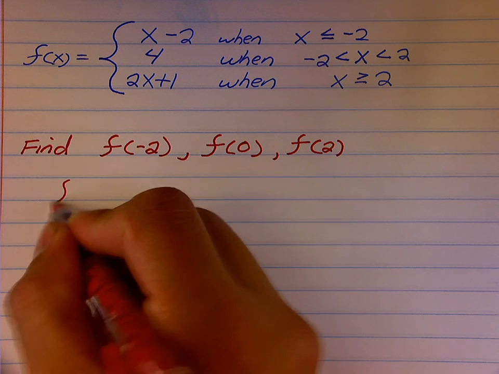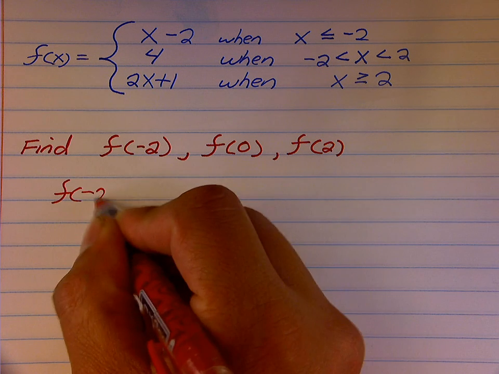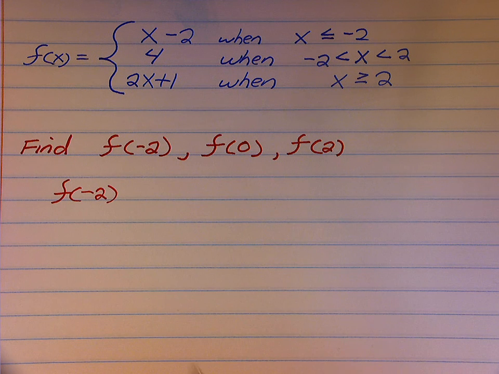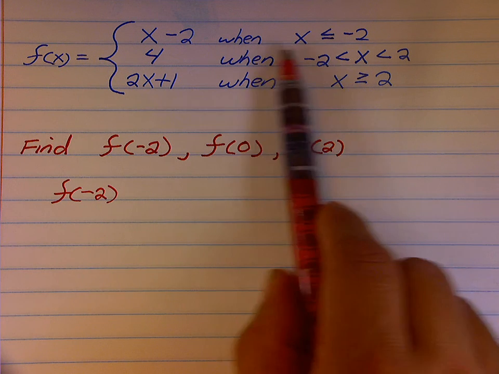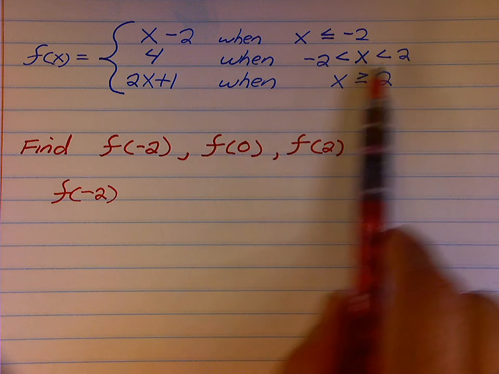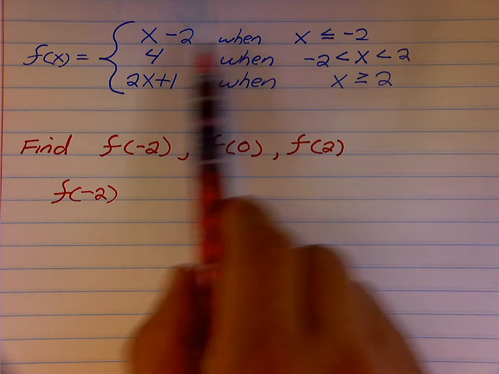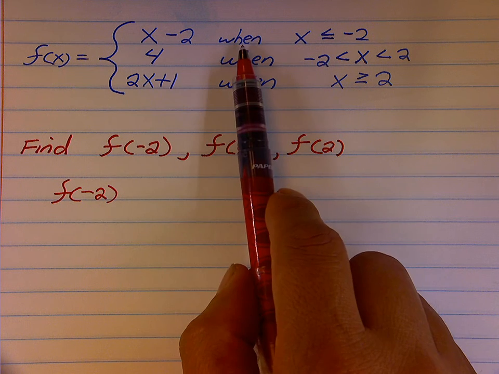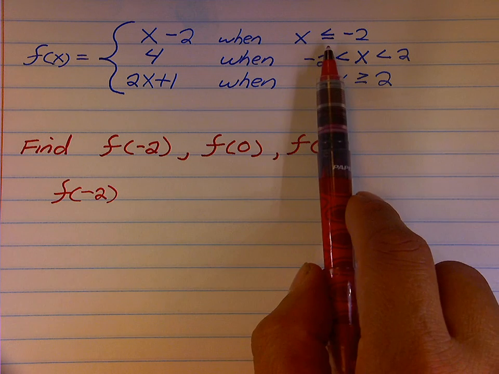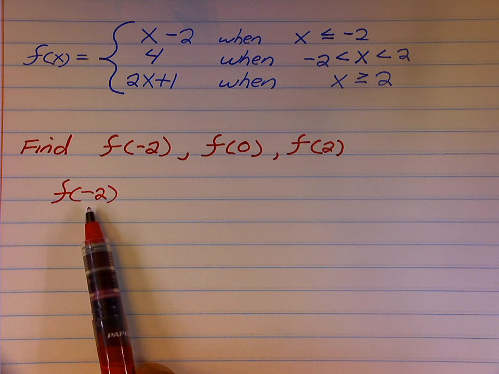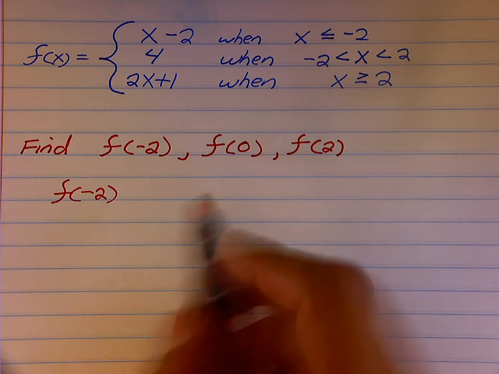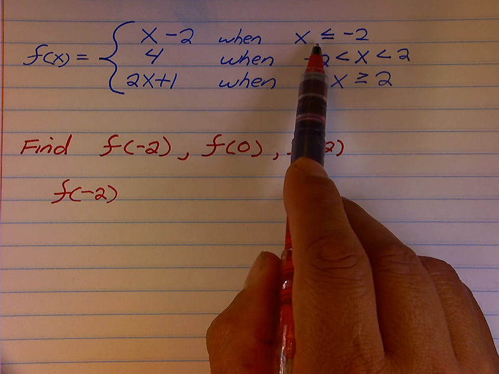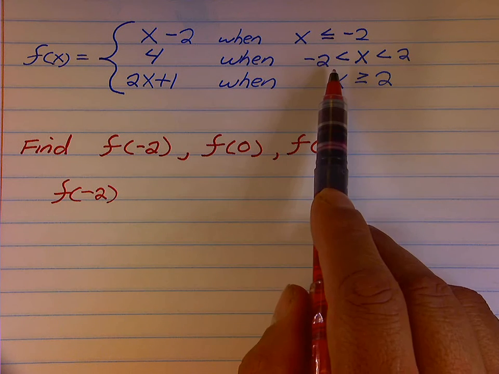So when we look at f of negative 2, x equals negative 2. On the very right-hand side of my piecewise function, it tells me when I can use each piece. This piece, x minus 2, can be used when x is less than or equal to negative 2. So in this situation, I know that x is negative 2. I can use this piece because it satisfies my condition.